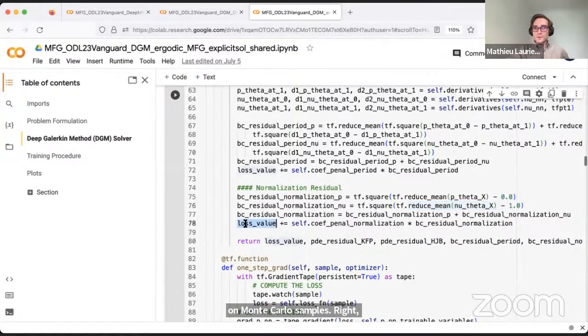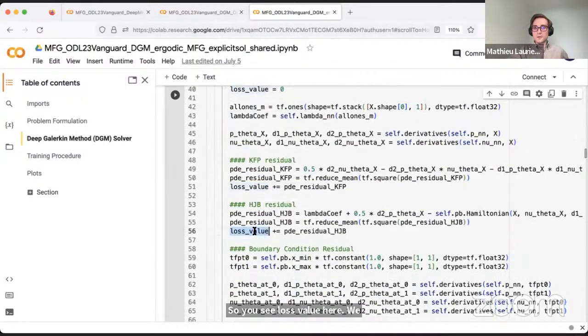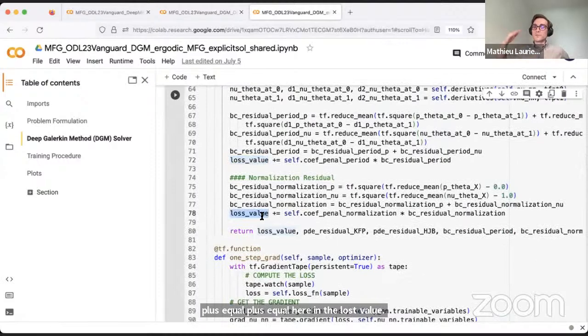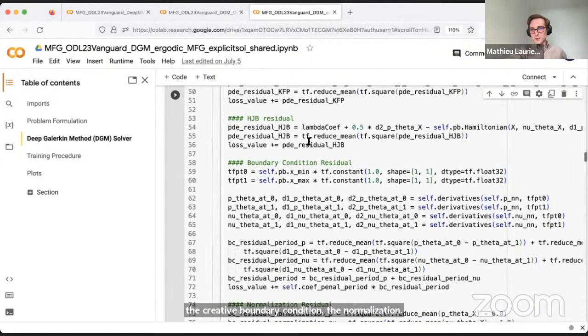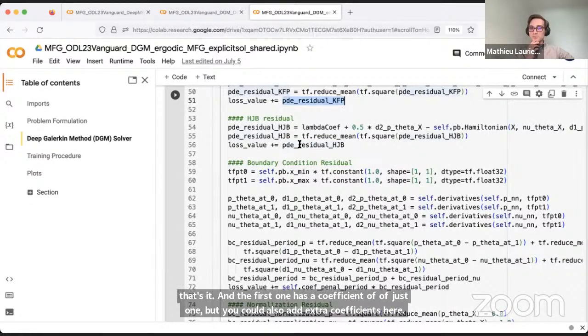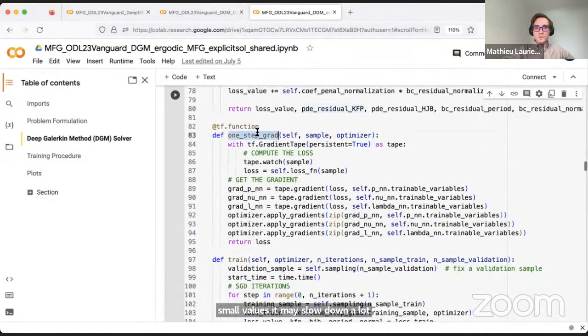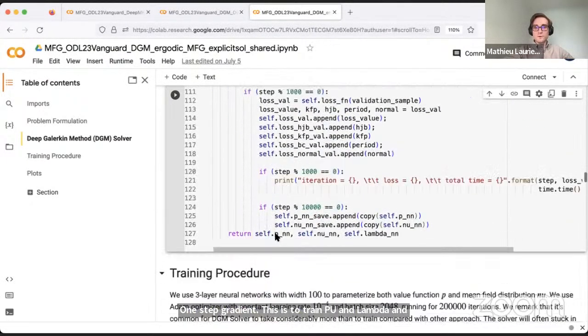At the end, the loss is a combination of all these terms. You see loss value here, we keep adding quantities with plus equal in the loss value. And the final loss is composed of many terms. And here you have some coefficients to weight the importance of the periodic boundary condition and the normalization. The first one has a coefficient of just 1, but you could also add extra coefficients here. And really, these coefficients are really important. If you put too large or too small values, it may slow down the training a lot. One-step gradient is to train P, U, and lambda, and then training is just a loop over the gradient.